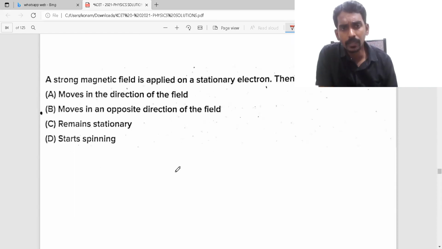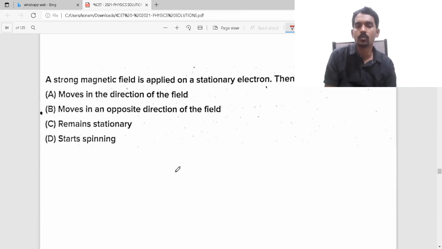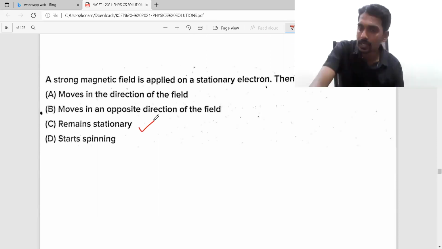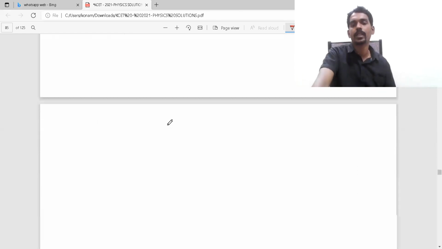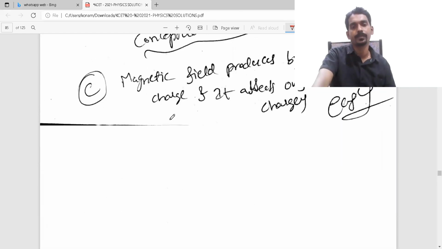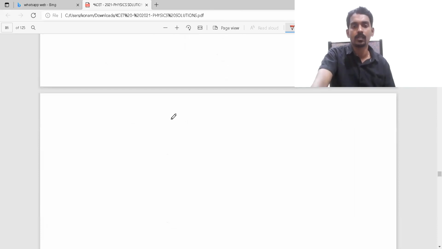Now, a strong magnetic field is applied on a stationary electron. The electron is stationary, so the field cannot affect it, it cannot move it, so it remains stationary, because a magnetic field can affect only charges in motion. Direct conceptual based question. That's why it's easy. You should know that concept.